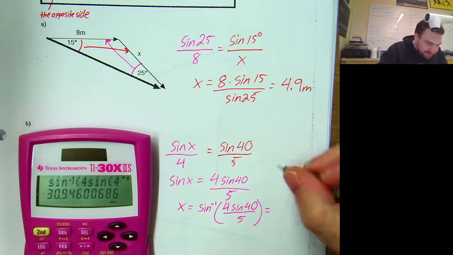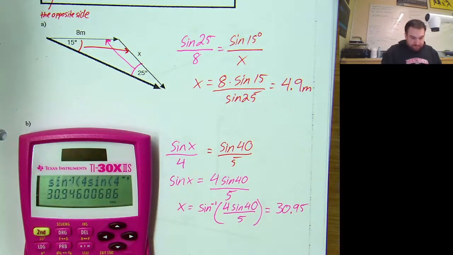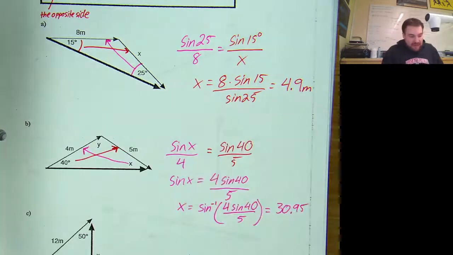And we're going to get that x is 30.95. If you go back and look at this thing, x is an angle, so that's a measurement of degrees.